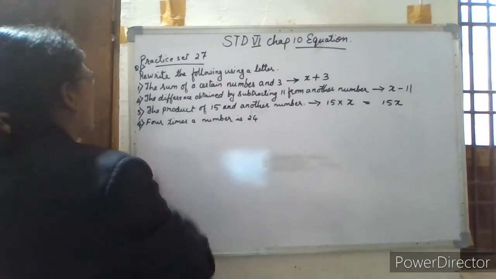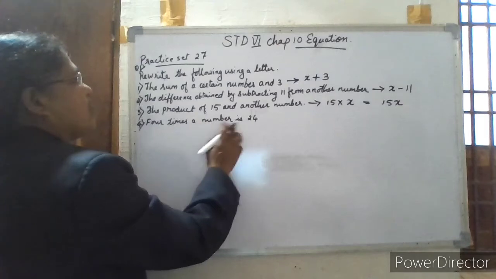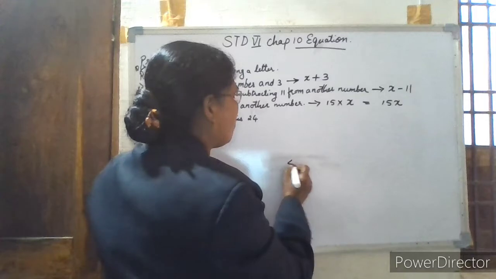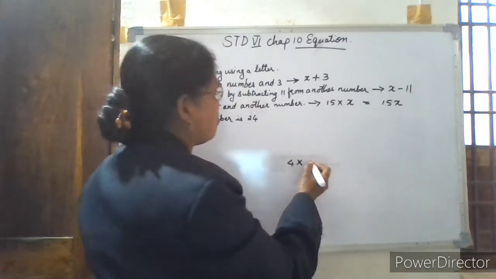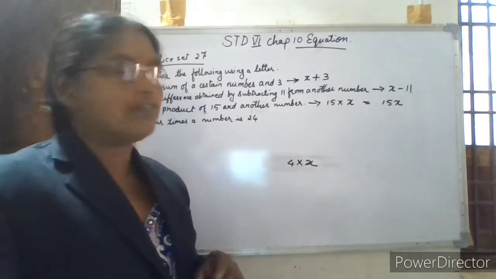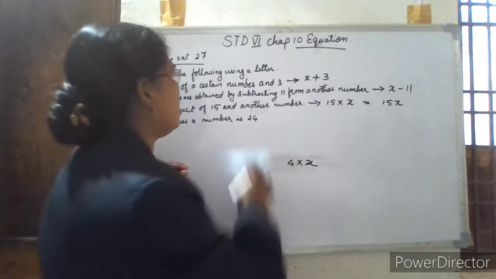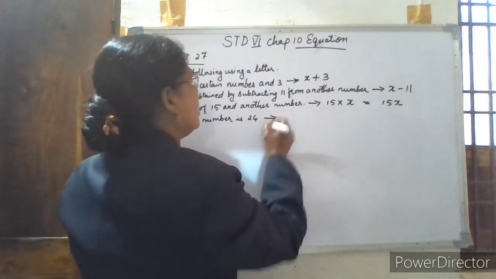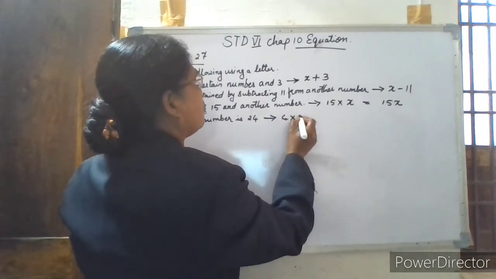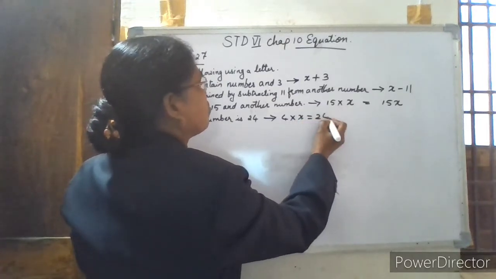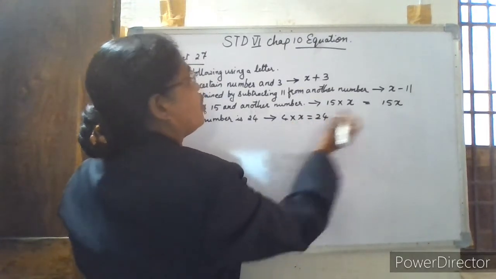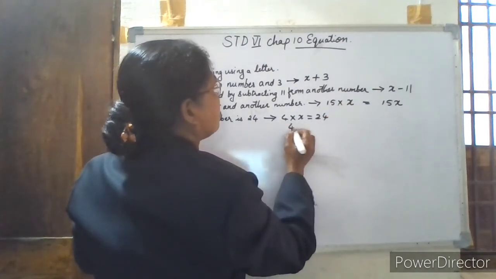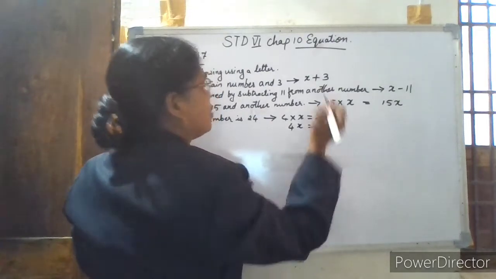Now the fourth one: 4 times a number is 24. 4 times means 4 into a number. We don't know the number, so let us take it as x, giving 4 into x. Is means equal to, so it is equal to 24. Just like 15 into x is 15x, we write it as 4x is equal to 24.